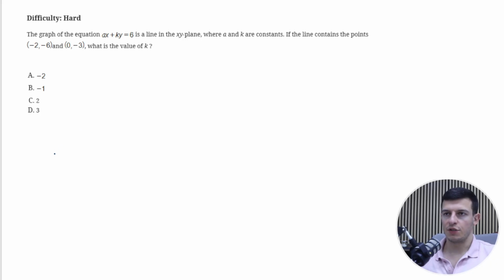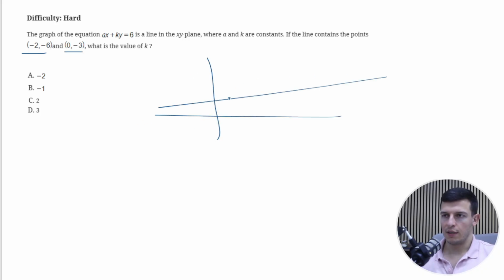The graph of the equation ax plus ky equals 6 is a line in the xy plane where a and k are constants. If the line contains the points given, what is the value of k? So these 2 points are on the line. So if we have a line like that, they gave us 2 points. Well, actually they're negative, but doesn't matter. And if we know them, we can find actually everything about the line, right? We can find slope, etc. But let's see what we need. Maybe we don't need them.